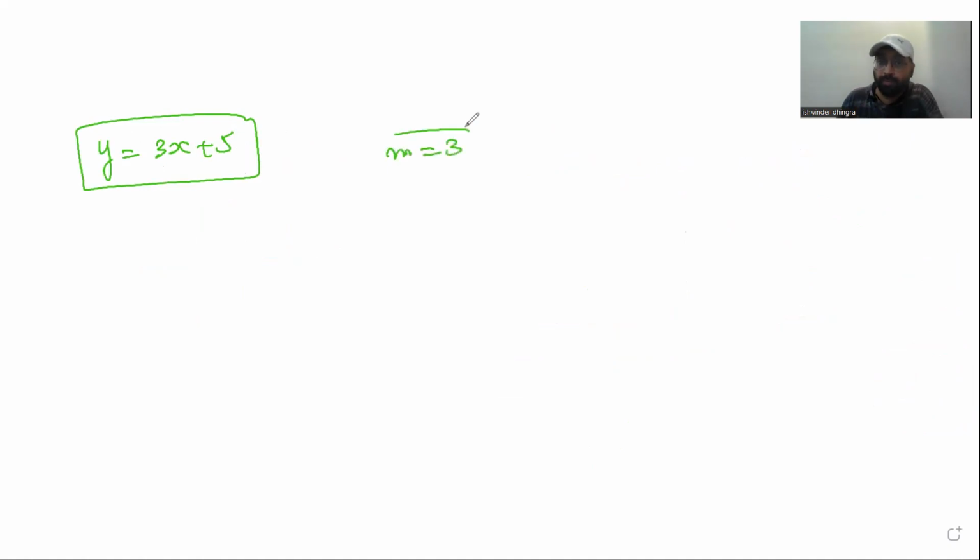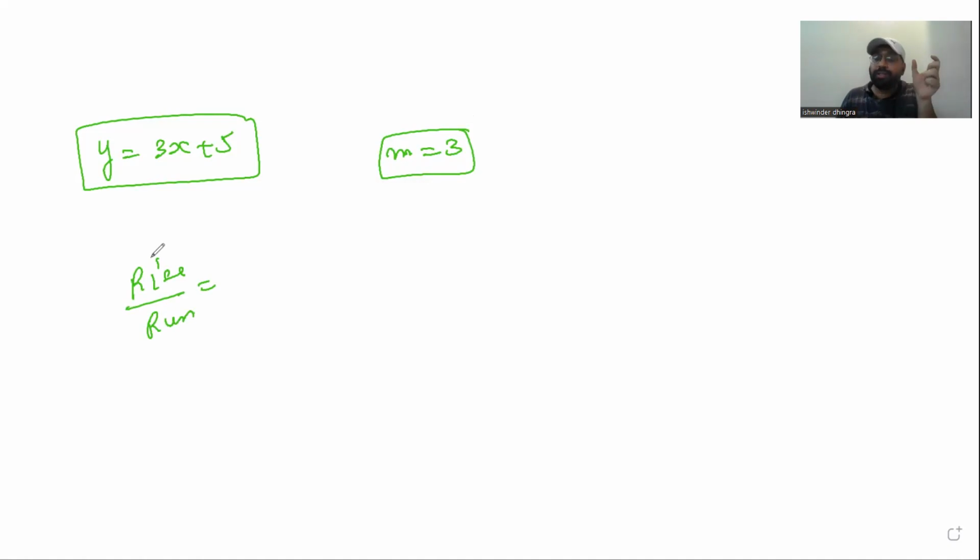Now, let's suppose we are given this equation. You need to find the slope and tell me the interpretation of the slope. Now let's suppose the slope will be 3. Now what's the actual meaning of 3? Slope is rise upon run. When I say the slope is positive 3, this means what?